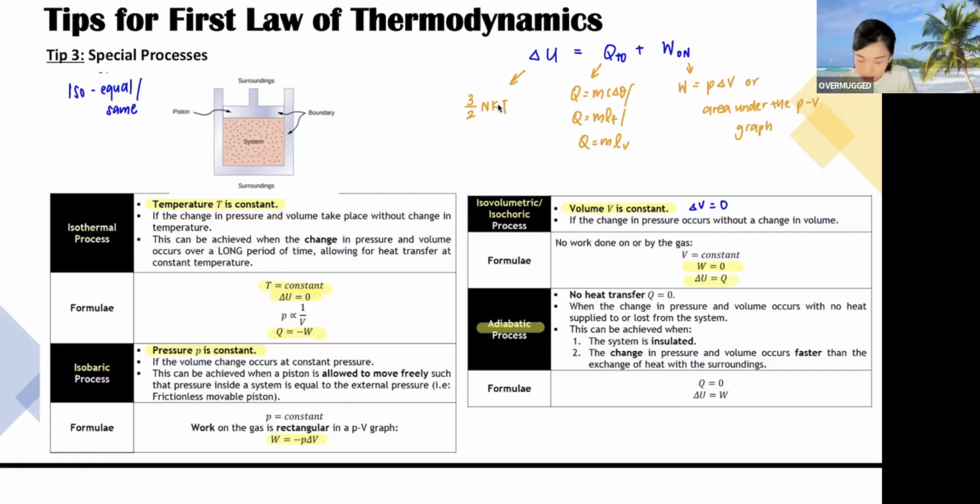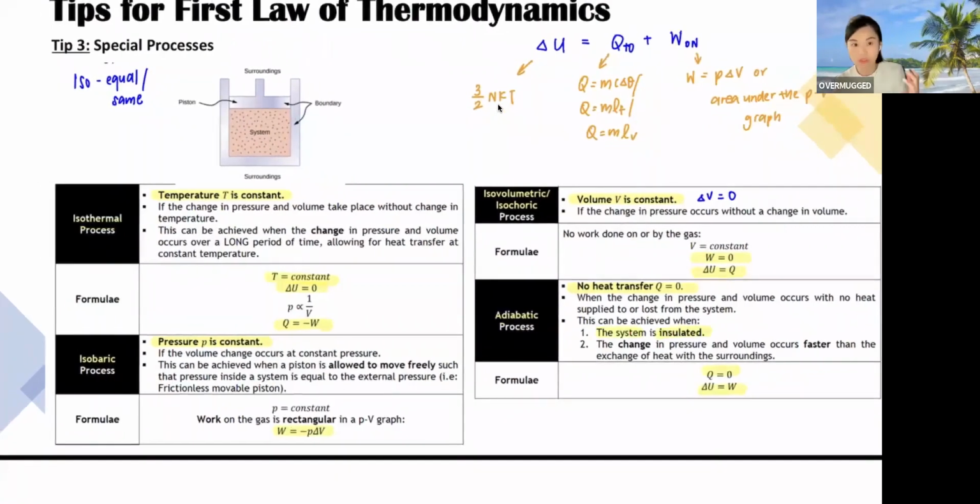Okay, the next special process is adiabatic. Adiabatic means there is no heat transfer in and out, meaning to the system and out of the system equals 0. So therefore, your internal energy of the system will be equal to the work done by the system. In order to achieve an adiabatic process, you need to make sure that the system is not only insulated, that means it's covered with a protective surface or a boundary, but the change in pressure and volume occurs faster than the heat exchange. Then that's why your work done will be very significant. Understand?